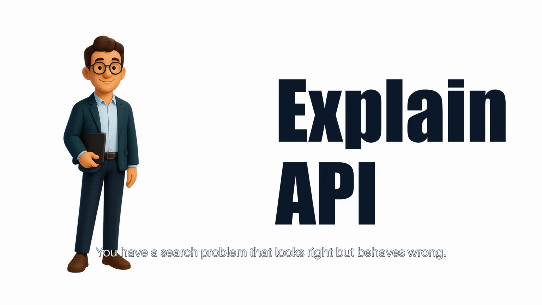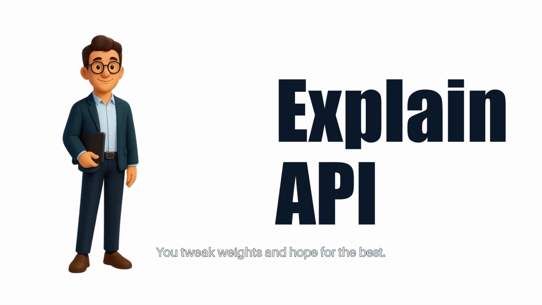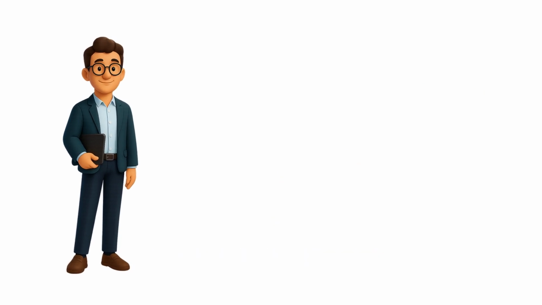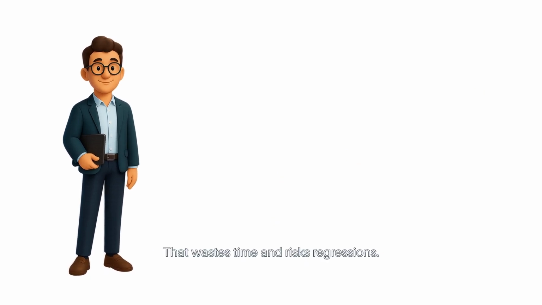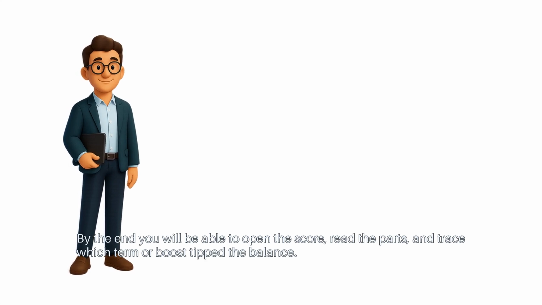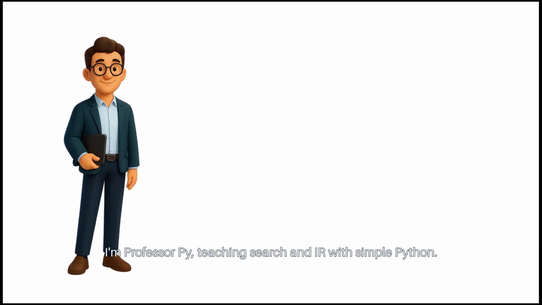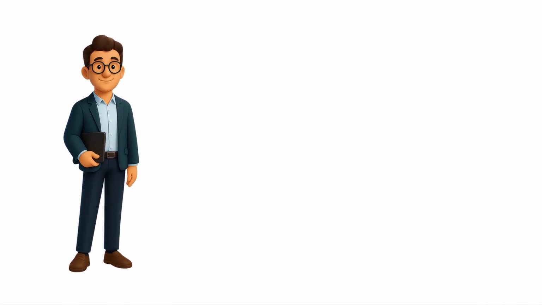You have a search problem that looks right but behaves wrong. You tweak weights and hope for the best. That wastes time and risks regressions. By the end, you will be able to open the score, read the parts, and trace which term or boost tipped the balance. I'm Professor Pi, teaching search and IR with simple Python.